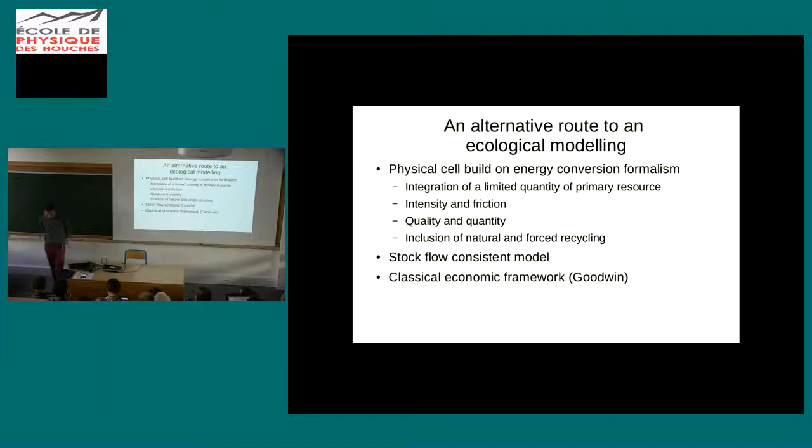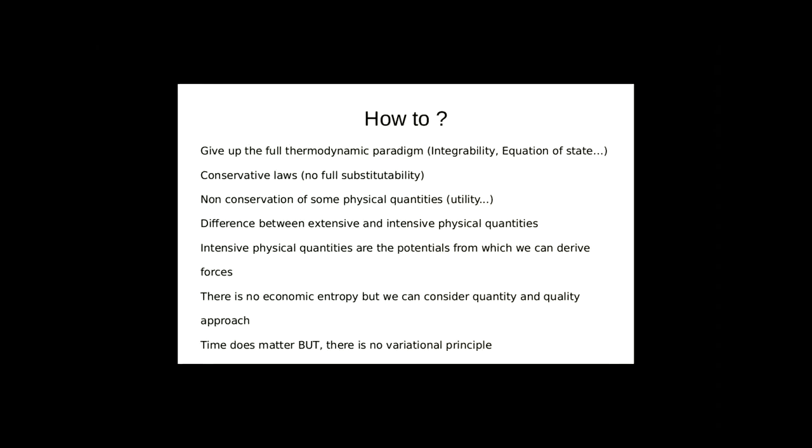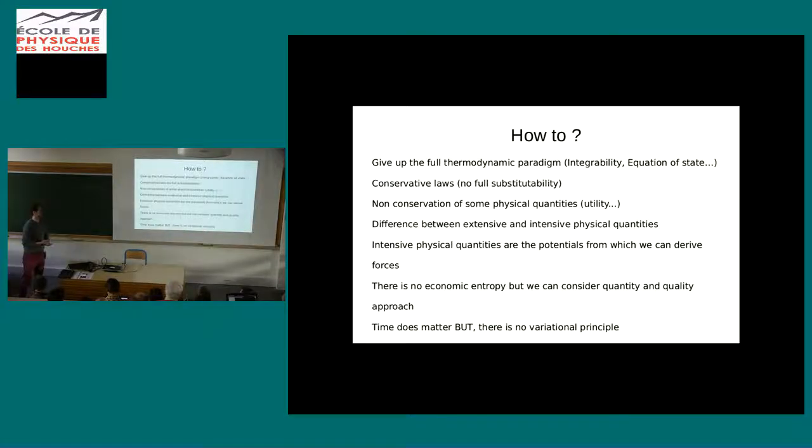So we plan to obtain a global economic system. This physical cell has to be connected to a classical economic framework, and we have chosen the Goodwin model, which is a prey-predator dynamic system. So how to? We give up totally the full thermodynamic paradigm. We do not need global integrability, we do not need an equation of state, but we conserve a kind of first law, which is a conservation law.